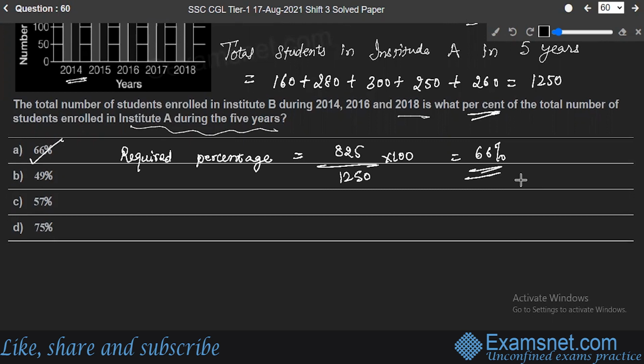The total number of students enrolled in Institute A in 2016, 14 and 18 is 66% of the total number of students enrolled in Institute A in 5 years. Option A is the correct answer to the question. Hope you are clear. Let's move to the next question, number 61.